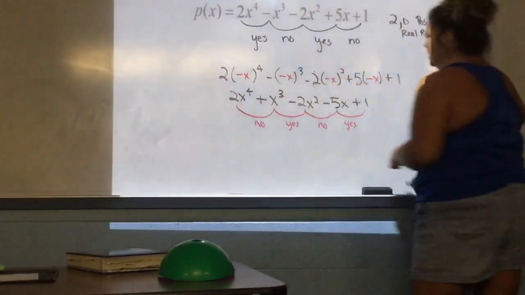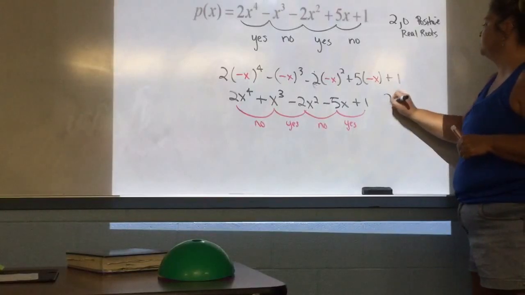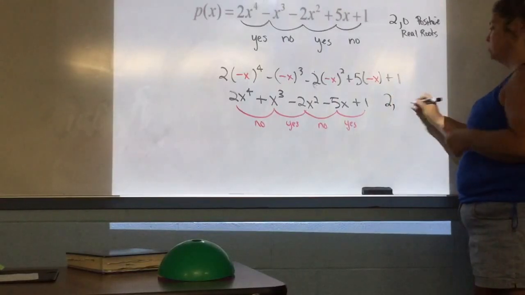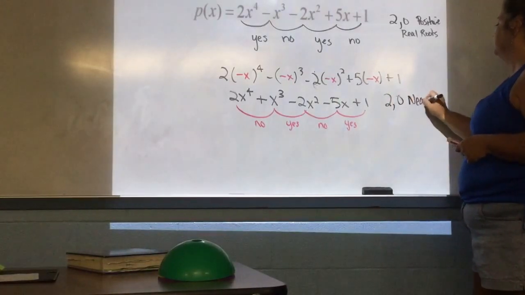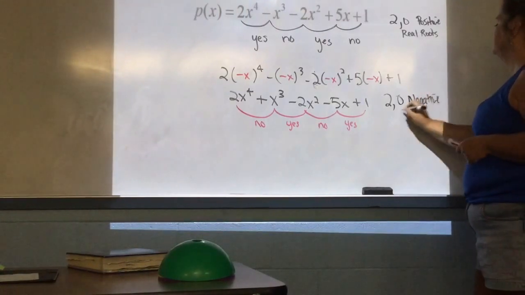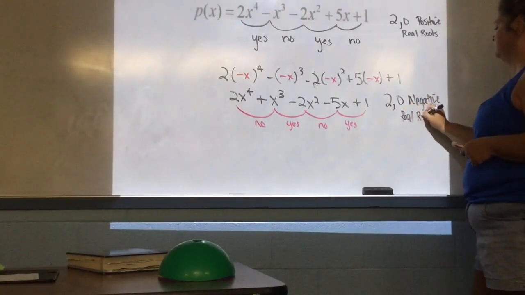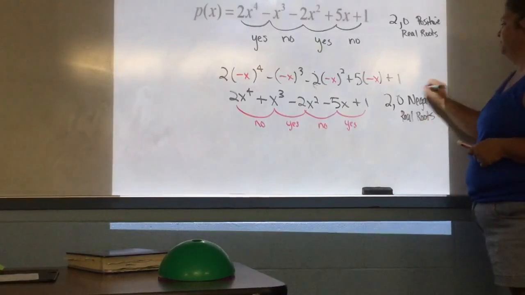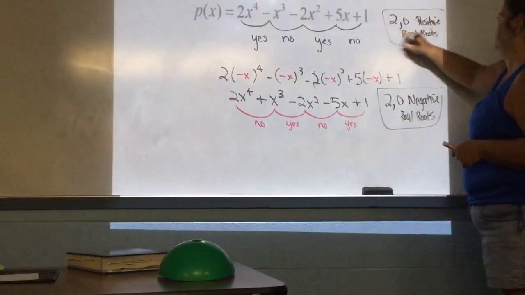Now, how many yeses do I have? 2. So I have a possibility of 2 or 0 real negative real roots. Good. And that's 100% accurate.